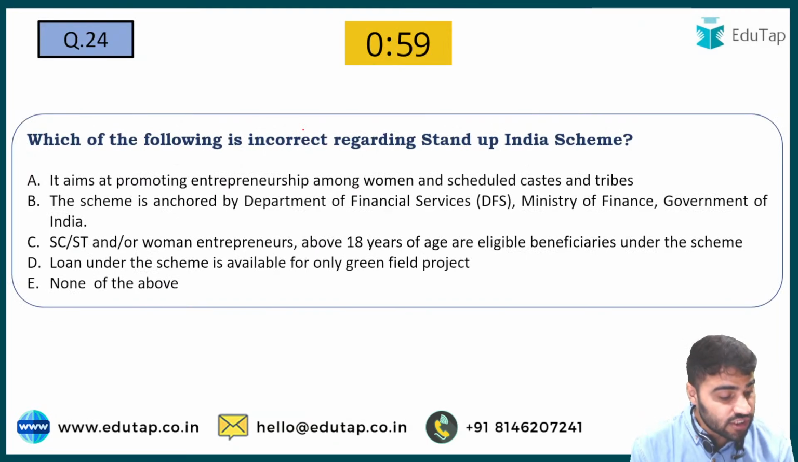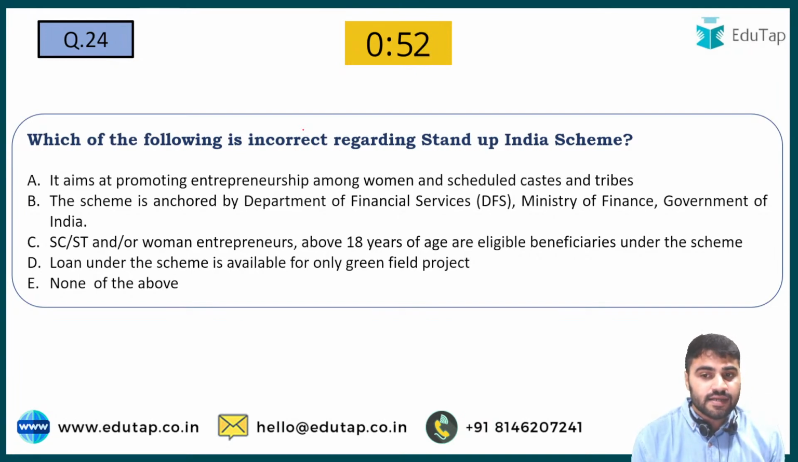Now let's move to question number 24. Which of the following is incorrect regarding the Stand Up India scheme? Your options are: it aims at promoting entrepreneurship among women and scheduled castes and tribes; the scheme is anchored by the Department of Financial Services, Ministry of Finance, Government of India; SC, ST or women entrepreneurs above 18 years of age are eligible beneficiaries under the scheme; loan under the scheme is available for only green field projects; and the last option is none of the above.